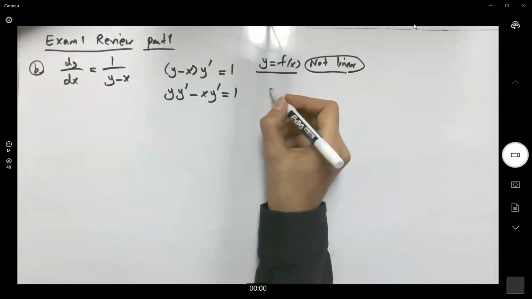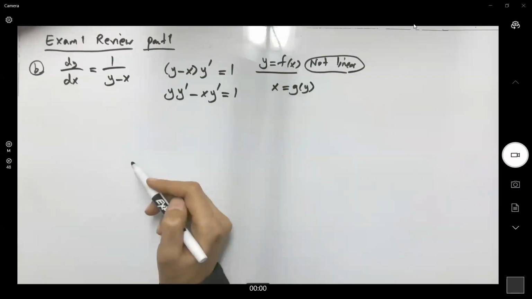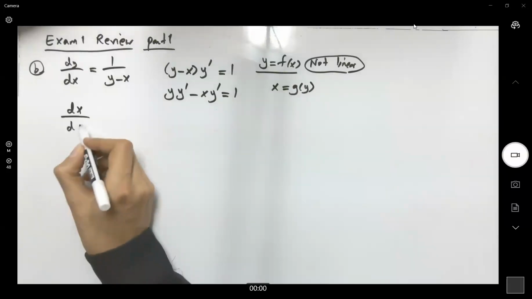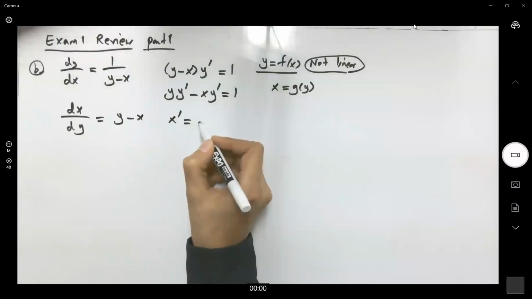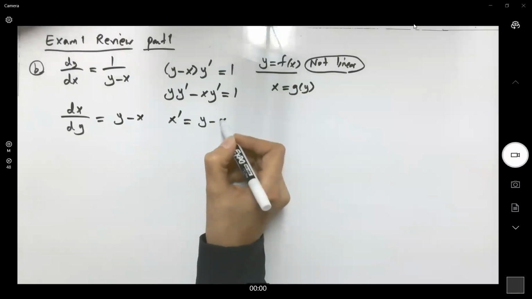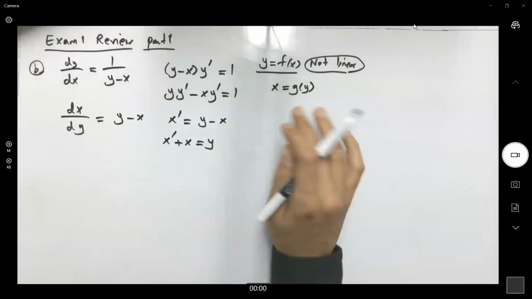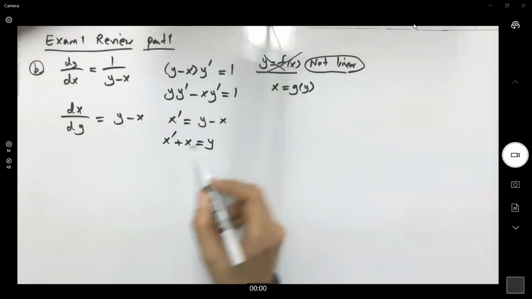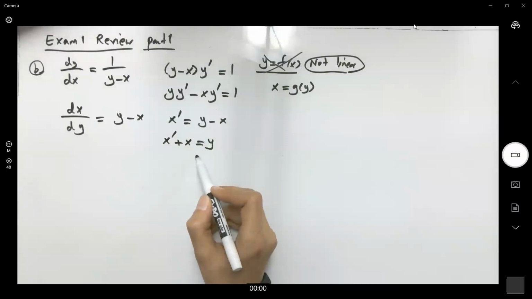But if you can write x in terms of y, let's see what happens. It means that we have to flip these two. We get dx over dy equals y minus x. So x prime becomes y minus x. So x prime plus x is y. So if your function is x equals g of y, then you can write this in linear form.